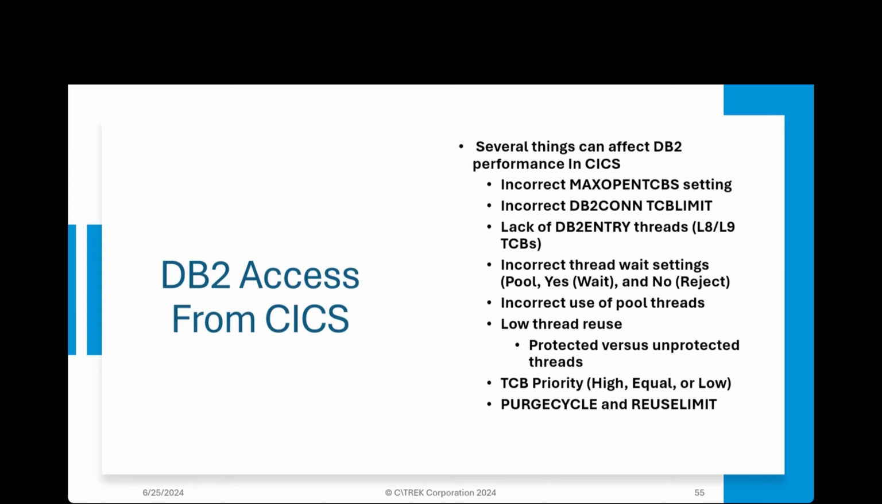I personally always say put low because they're always going to get access, especially if you have multiple CPUs. However, there are some installations that say DB2 is the most important thing, so I'm going to put high or equal. I see no reason for that, but that's my own personal thing. And you have the thread limit and the reuse limit. This reuse is the most important thing that you have for tuning DB2 within CICS, besides having sufficient threads.